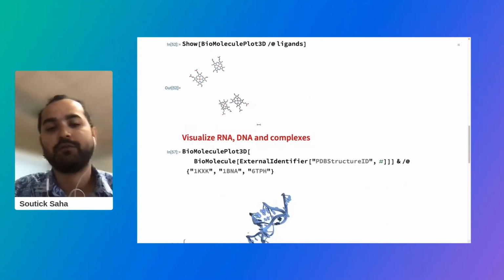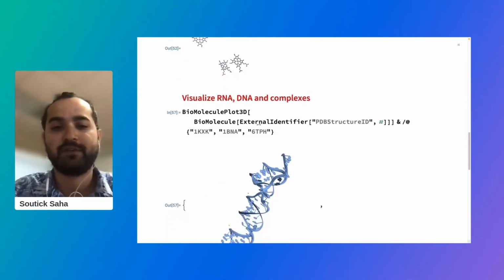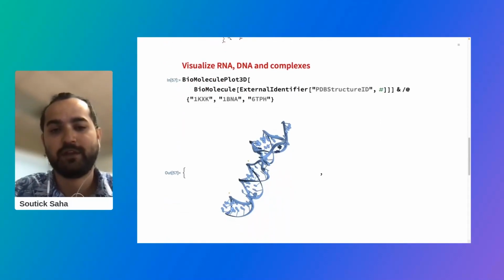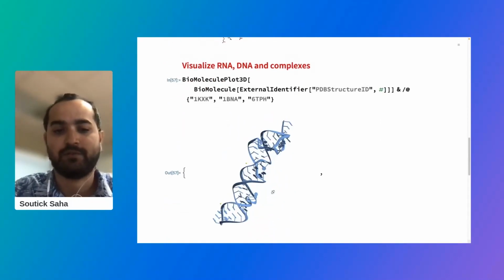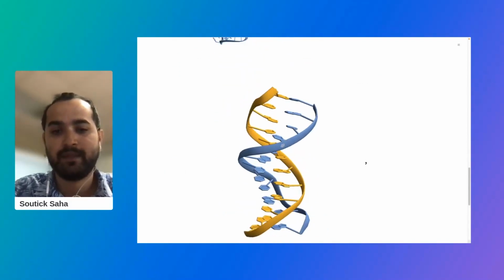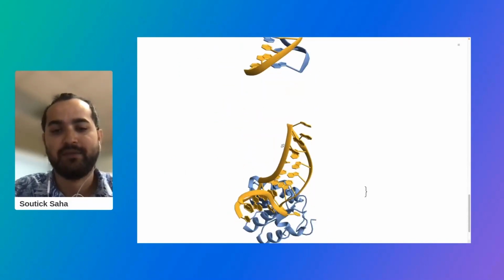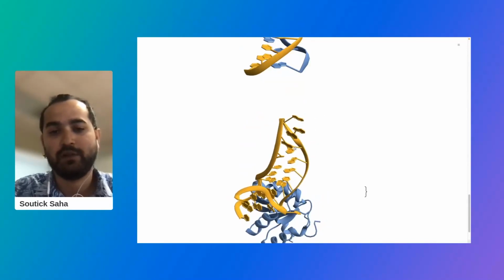Now you can also visualize RNA, DNA, and protein-nucleic acid complexes. These are individual examples of that. This is a pure RNA. And these are all experimental structures from the Protein Data Bank. This is a pure DNA, and this is a protein-RNA complex. And for nucleic acids, you will see the individual purine and pyrimidine rings along with the backbone structure.